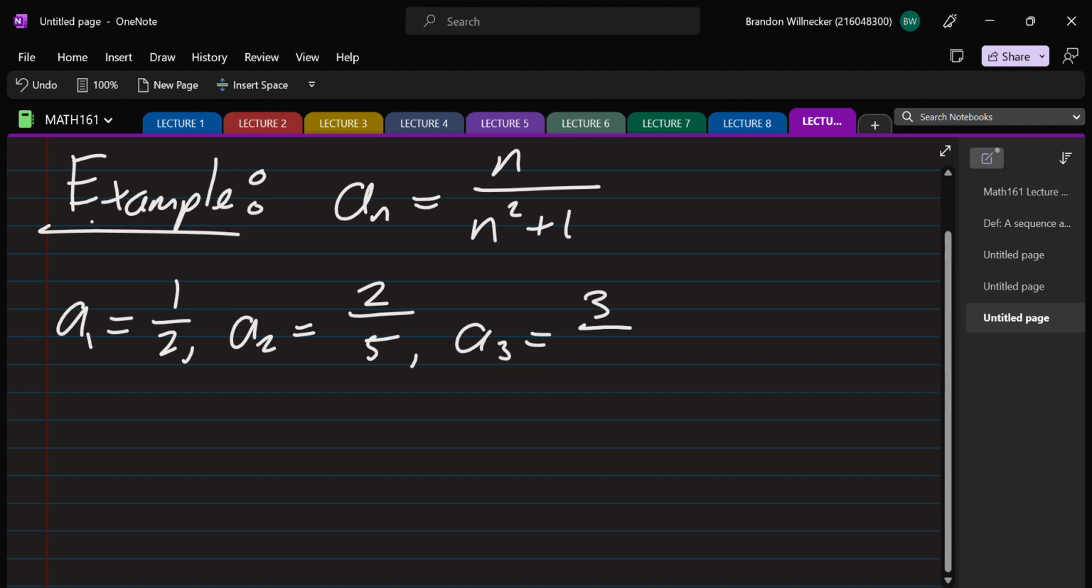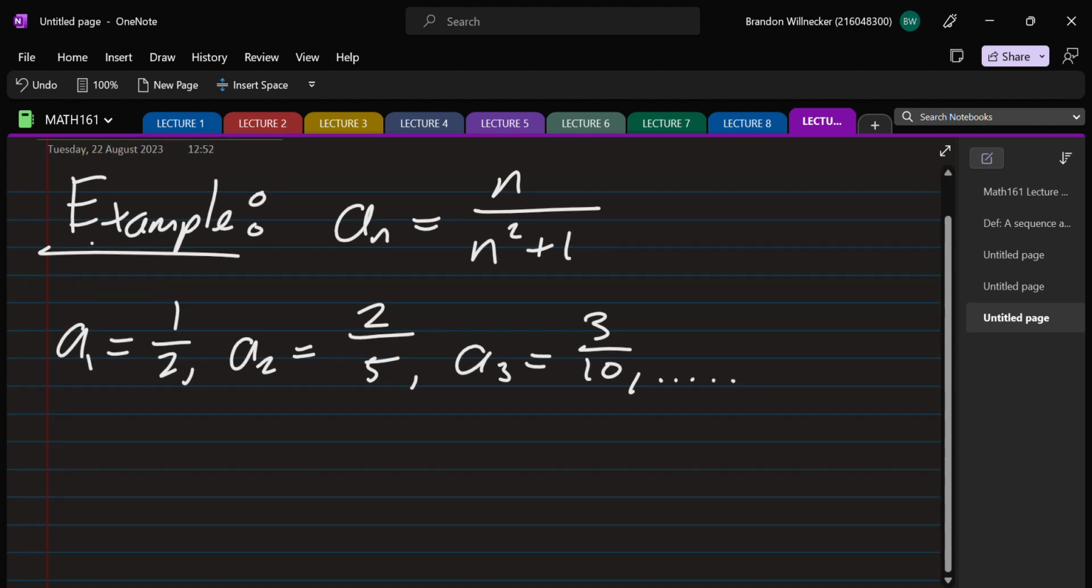A3, that's going to be 3/10, and so on. And if we just notice the pattern, we see that this denominator is getting much bigger than the numerator as we go along. So in the end, we expect this to go to 0. Okay, so we expect it to converge to 0, but let's show that using the theorem.